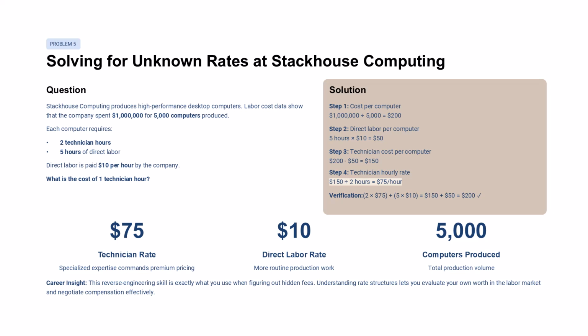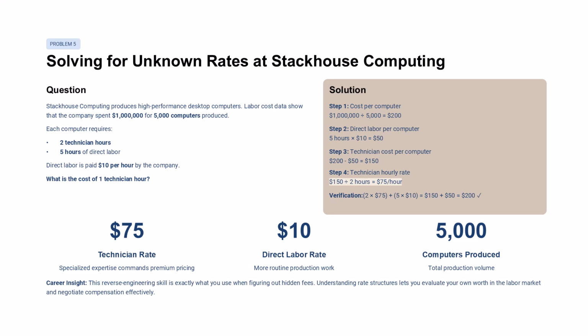Answer. Technician hourly rate equals $75 per technician hour. This problem requires us to work backwards from total cost to find an unknown rate, a skill that's absolutely essential in cost accounting and in life. Let's build the equation systematically. First, find the cost per computer. $1 million divided by 5,000 computers equals $200 per computer.